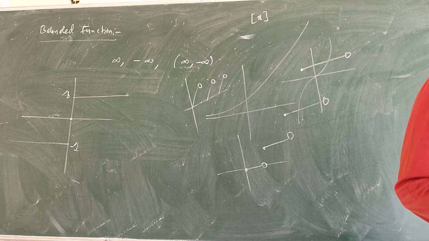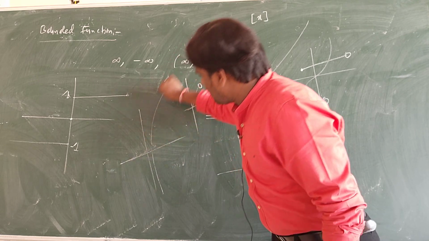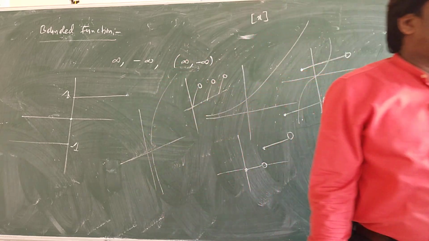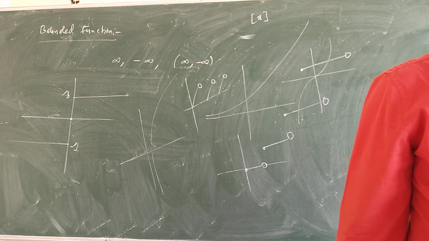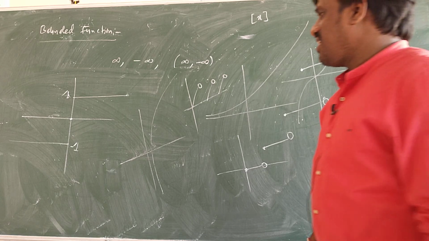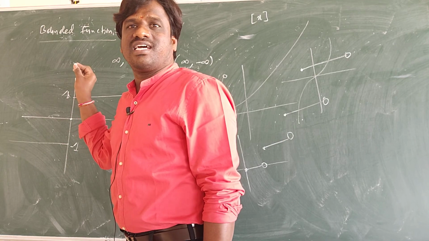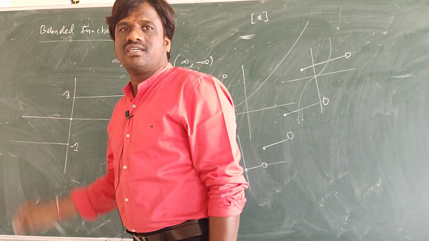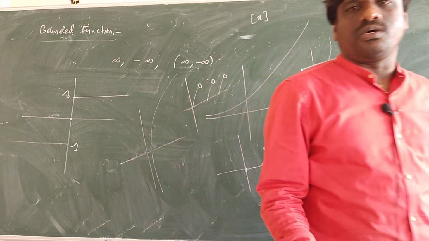ln x goes like this, towards infinity, so is it bounded or unbounded? Unbounded. Okay, e to the power x unbounded. Mod x goes to infinity, the range is 0 to infinity. So understood? I will explain. Write down, note down all the things.